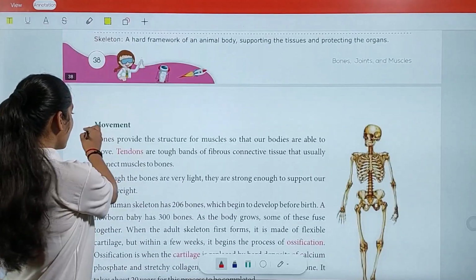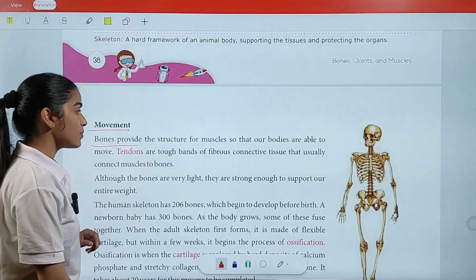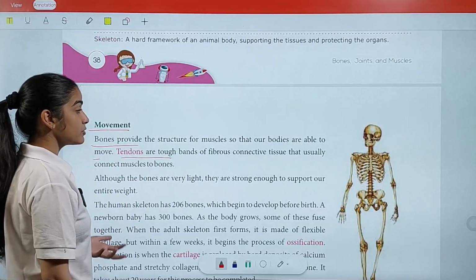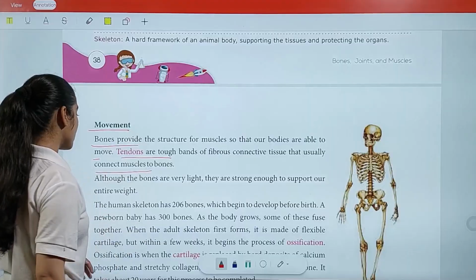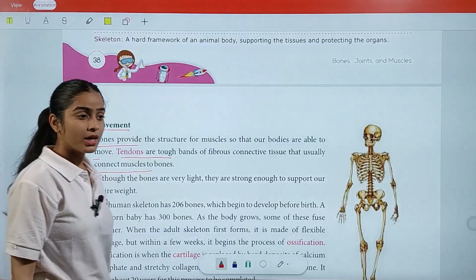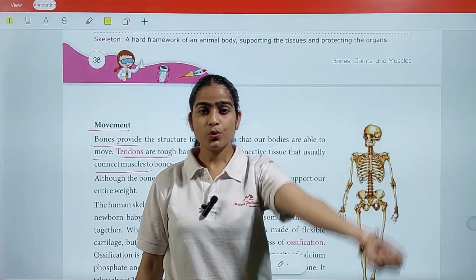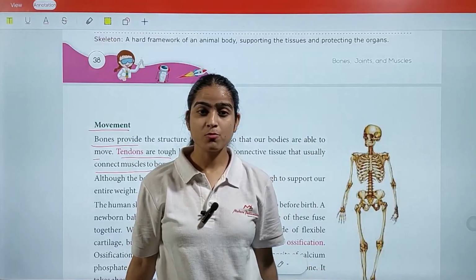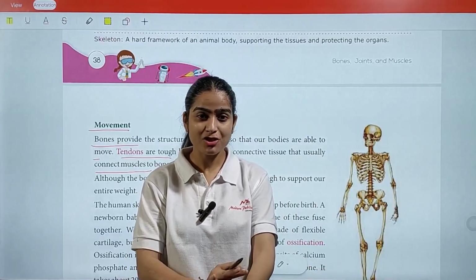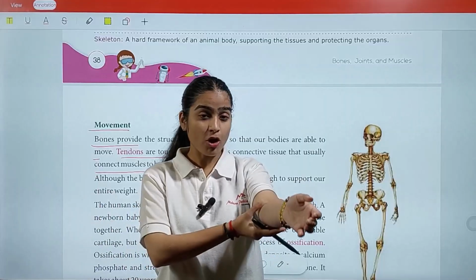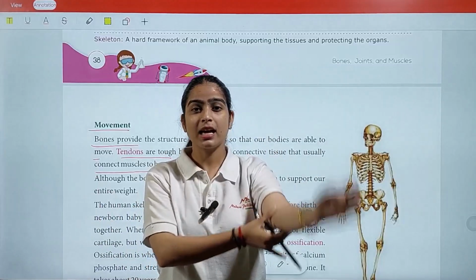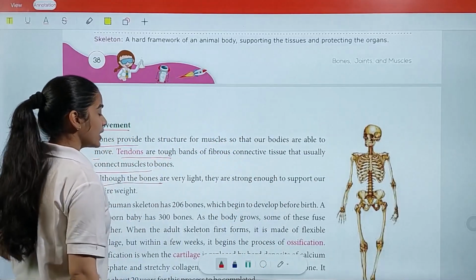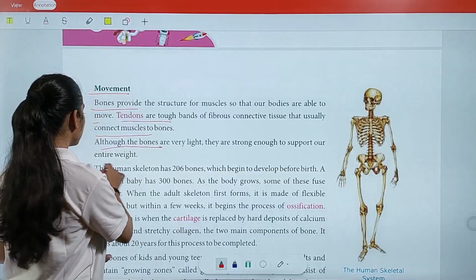Next we have movement. Bones provide the structure for muscles so that our bodies are able to move. Tendons are tough bands of fibrous connective tissue that usually connect muscles to bones. For example, when I move my hand like this, this movement is not possible without my bones, because my muscle alone does not move and my skin does not give any kind of movement. These tendons, this connective tissue, help me to do this movement. Although the bones are very light, they are strong enough to support our entire weight.